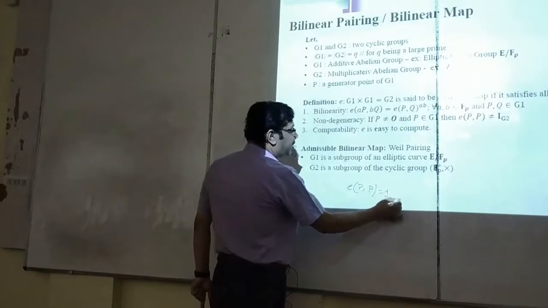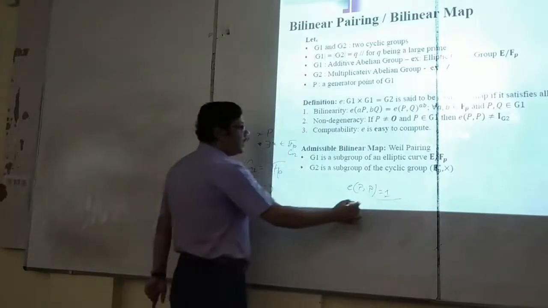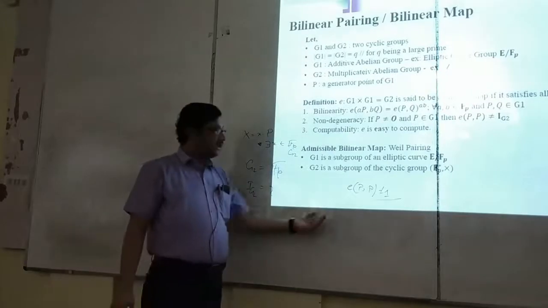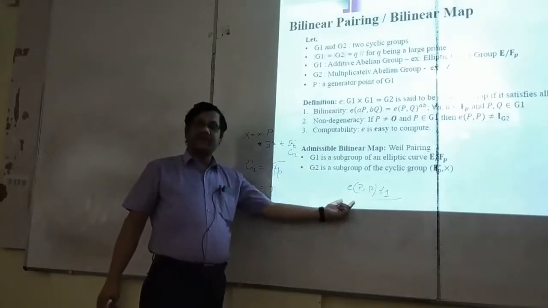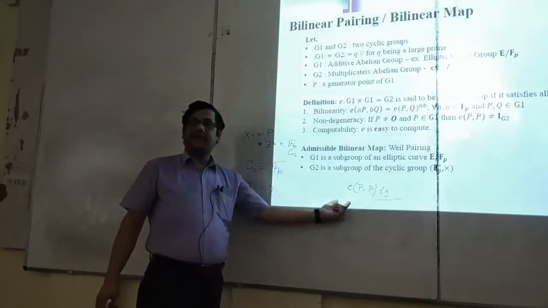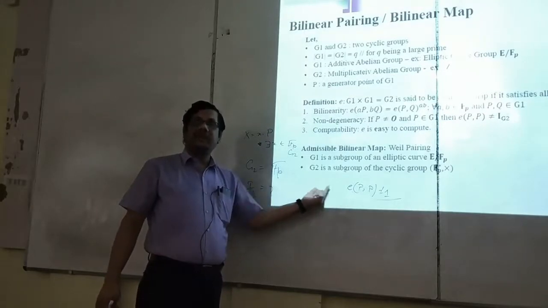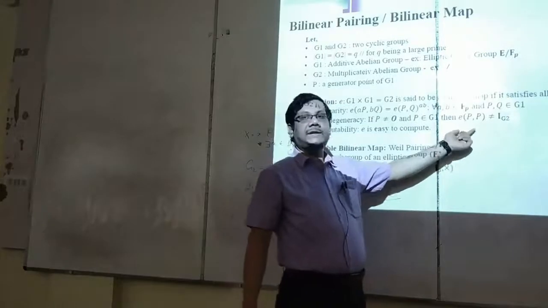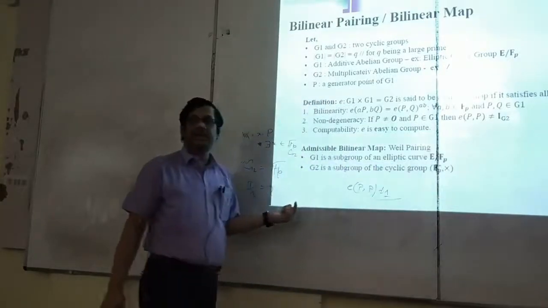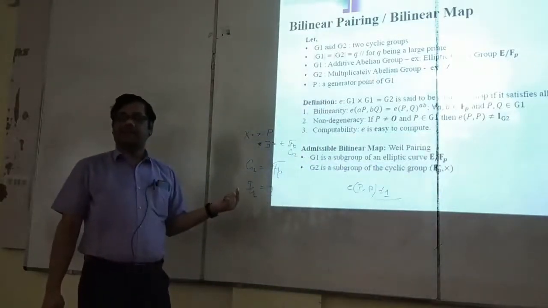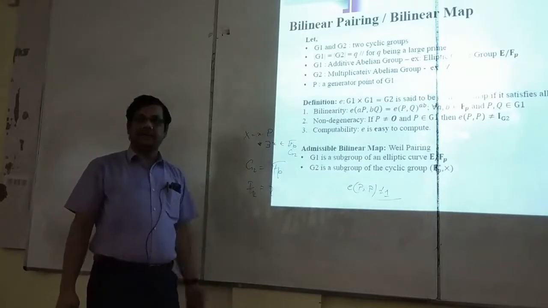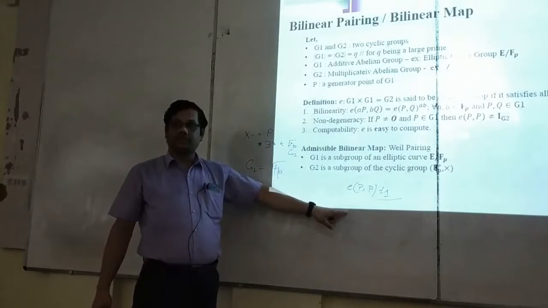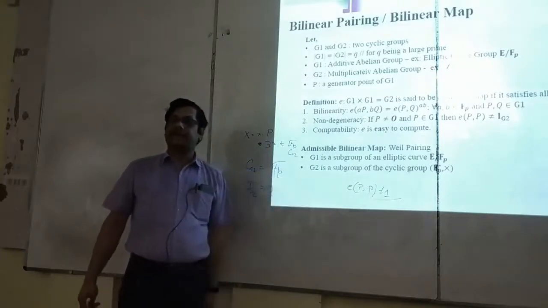Some papers you will find it is written EPP not equal to 1. Some papers write EPP not equal to I G2. Meaning this is actually a specific case where we are assuming that G1 is an elliptic curve group and G2 is FP. But this is a generic statement where we are not assuming that G2 is necessarily FP. In general, we are saying the identity element of G2. But if we assume that G2 is the multiplicative group, then of course the identity element is 1.